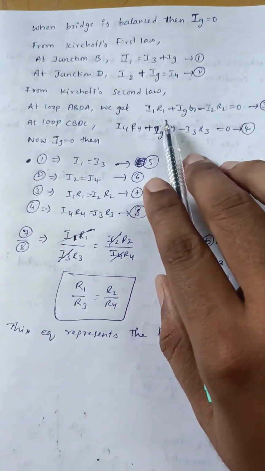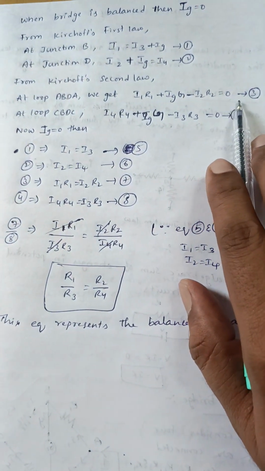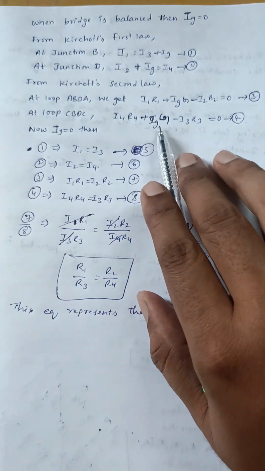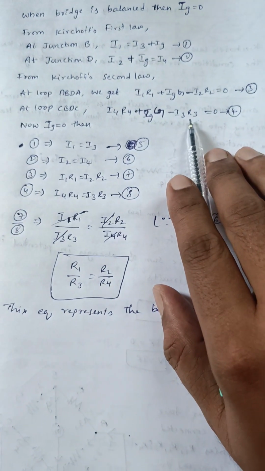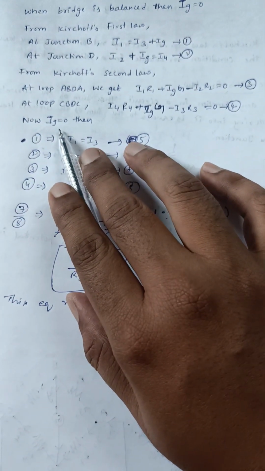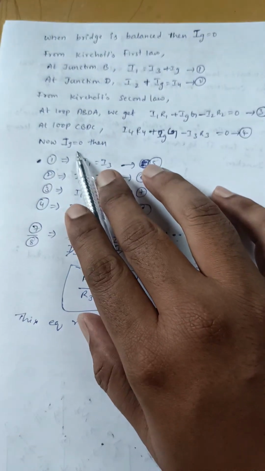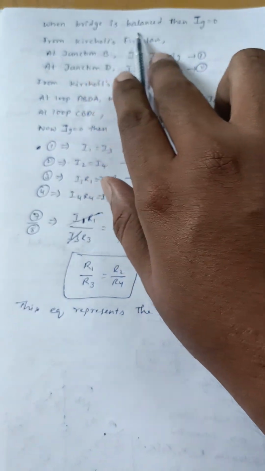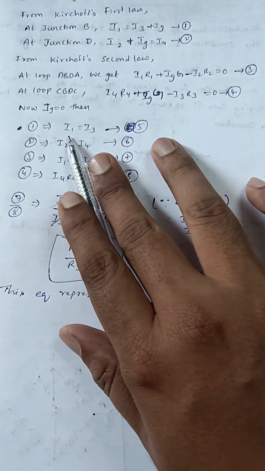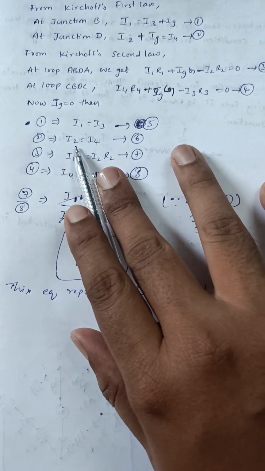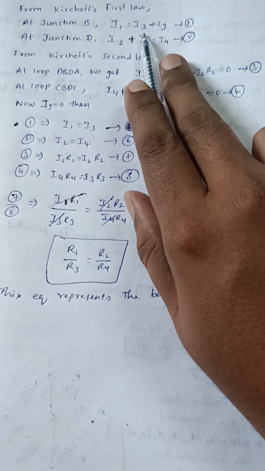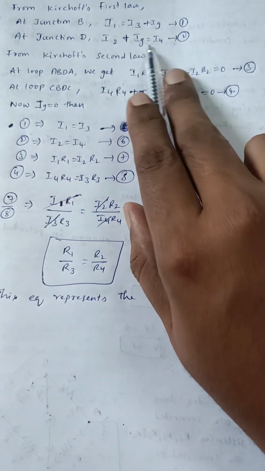I1 R1 plus IgG minus I2 R2 is equal to 0, equation 3. Similarly, I4 R4 plus IgG minus I3 R3 is equal to 0, equation 4. When the bridge is balanced, Ig is 0, so I1 is equal to I3, equation 5, and I2 is equal to I4, equation 6.